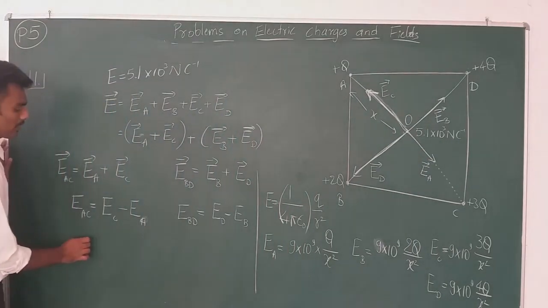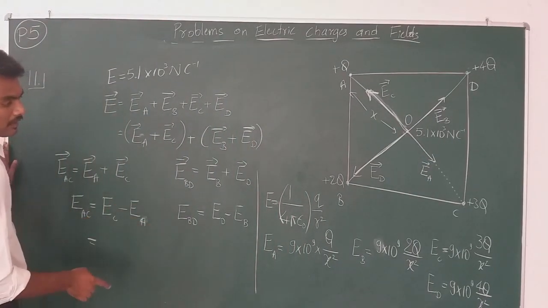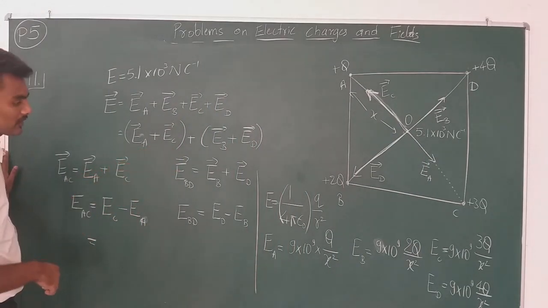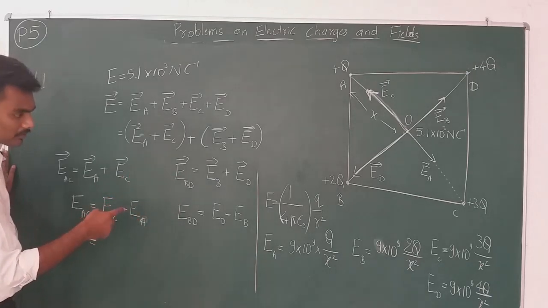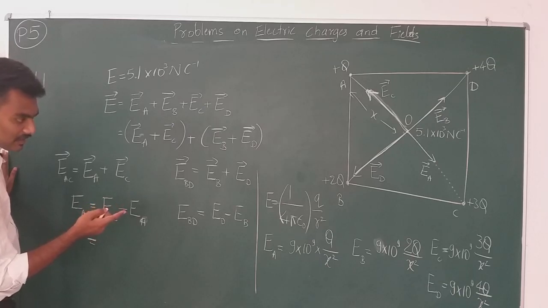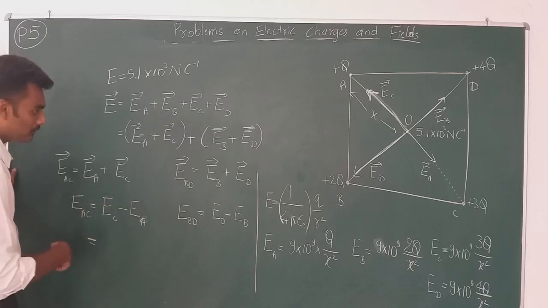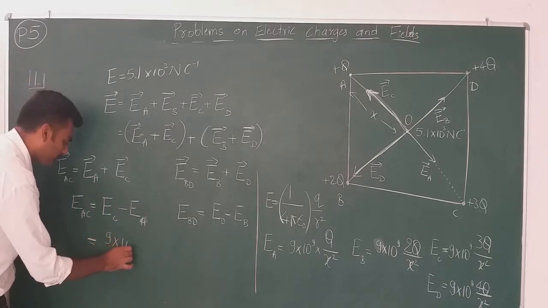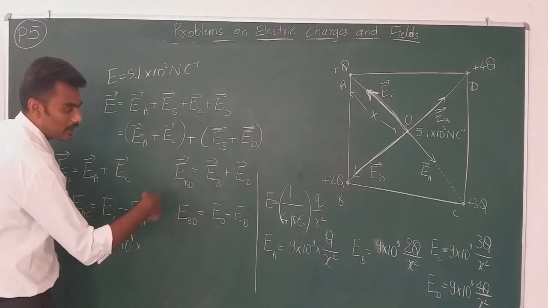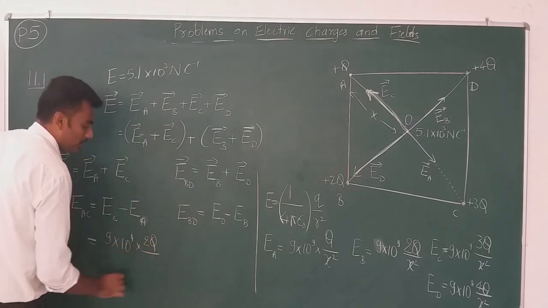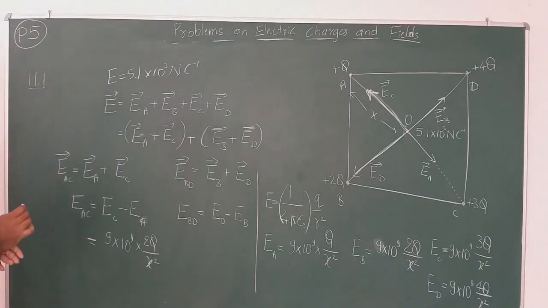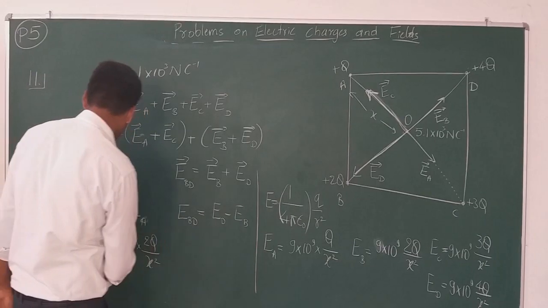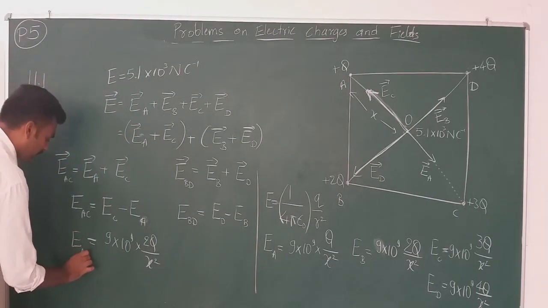Now come here. What is EC? 9 into 10 to the power of 9, 3q by x squared. 9 into 10 to the power of 9 is common in all the terms, so I can take that out. What is left inside: EC is 3q, EA is simply q. So, that gives you 9 into 10 to the power of 9 into 3q minus q, which is 2q by x squared. And similarly, this is EAC.